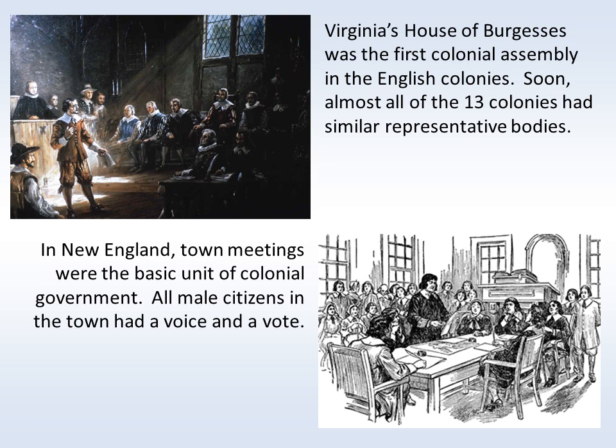Virginia's House of Burgesses was the first colonial assembly in the English colonies. Soon, almost all of the 13 colonies had similar representative bodies. In New England, town meetings were the basic unit of colonial government. All male citizens in the town had a voice and a vote.